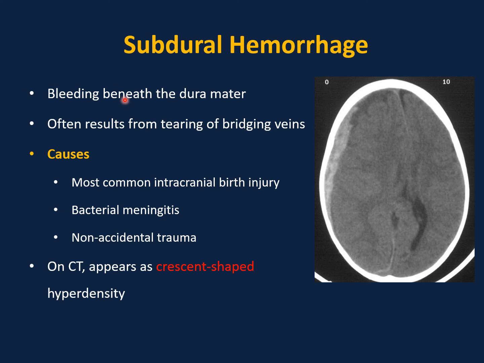Subdural hemorrhage is bleeding beneath the dura, under the dura. This results from venous blood, from the tearing of bridging veins. So it's venous.